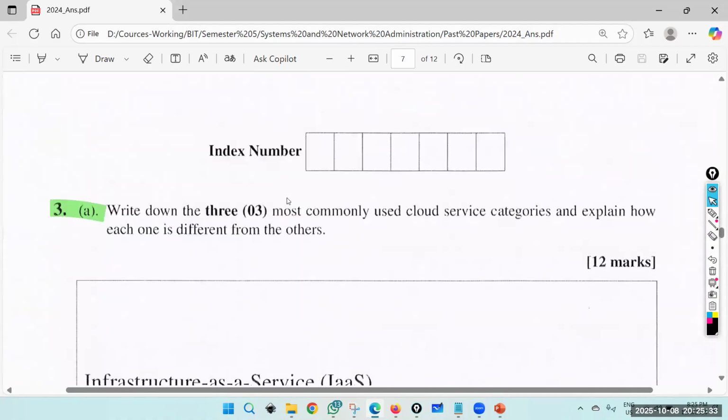Right. Question A. Write down the three most commonly used cloud service categories. Right. So service categories. First of all, you must know exactly what they're asking. So what are those service categories? Software as a service, platform as a service, infrastructure as a service. You need to explain, right? So write this down and then explain one by one. Explain how each one is different from the other. Take some examples, usages, and so on. And first explain what it really is.